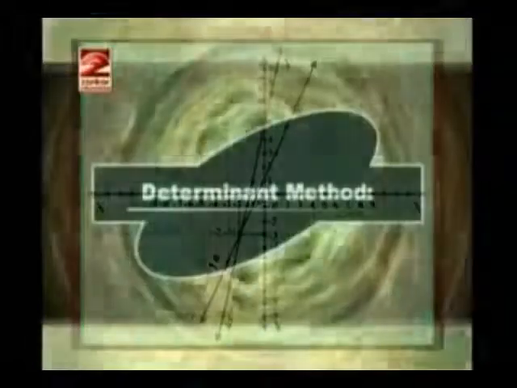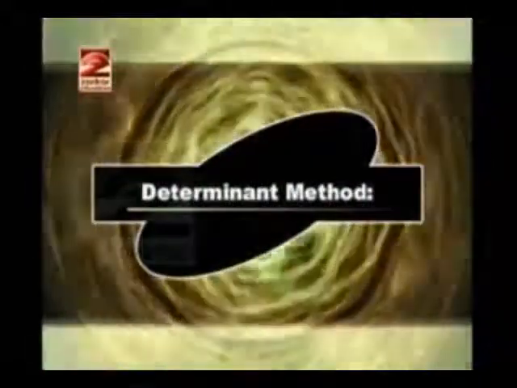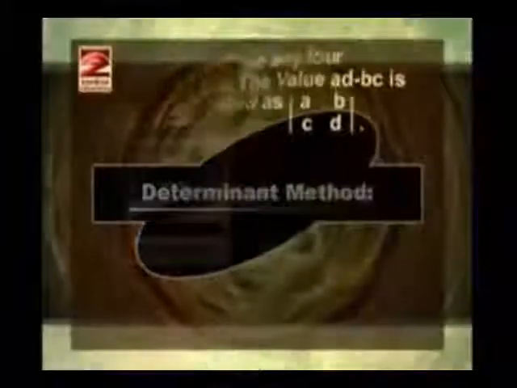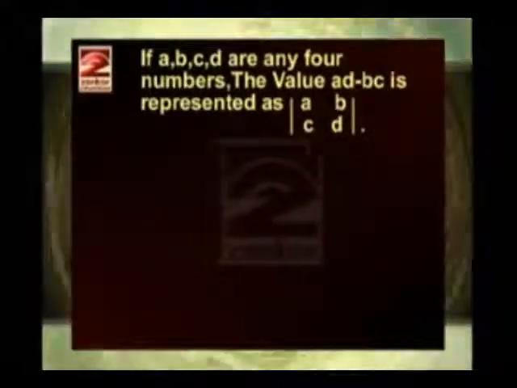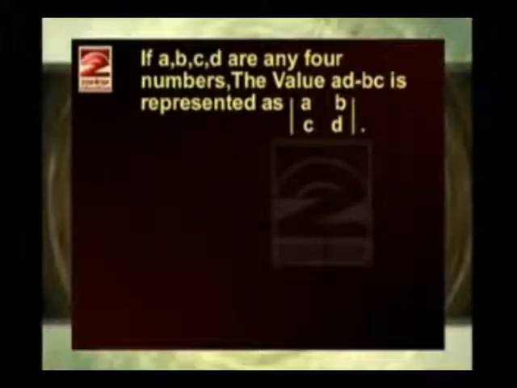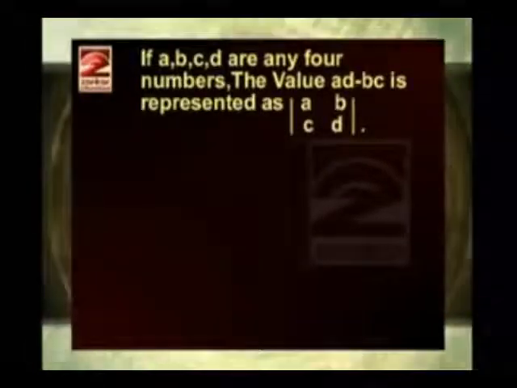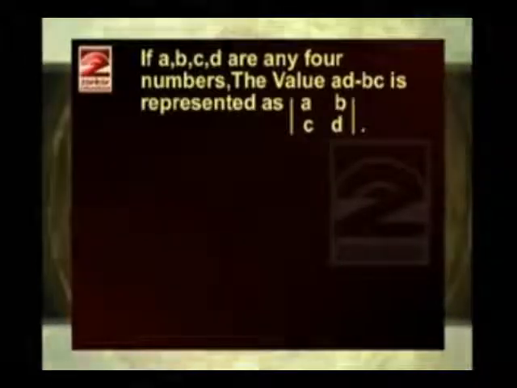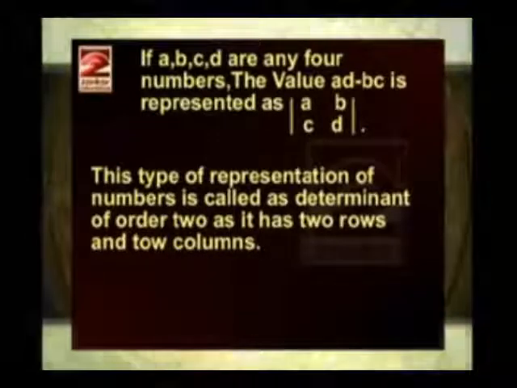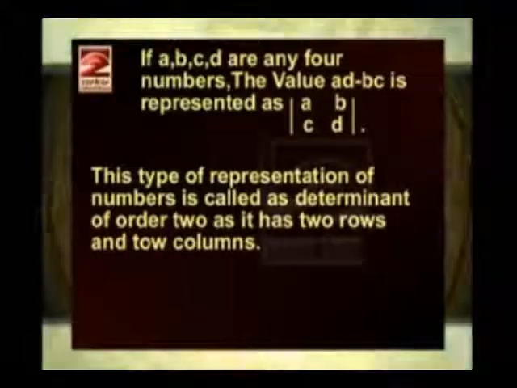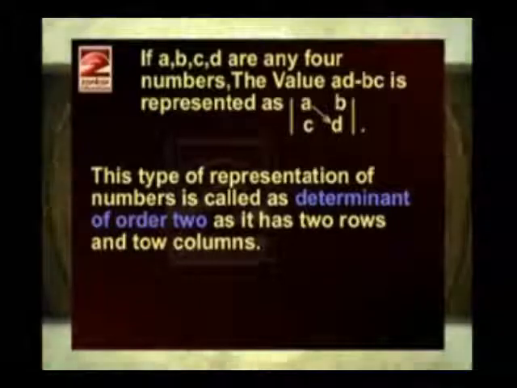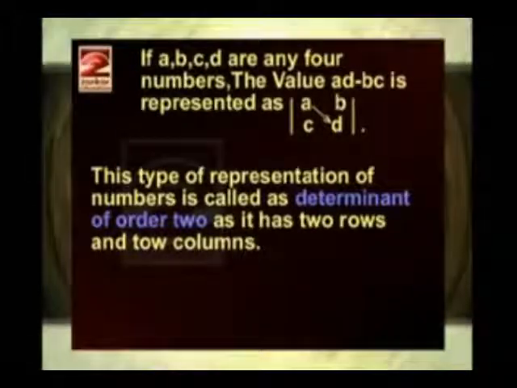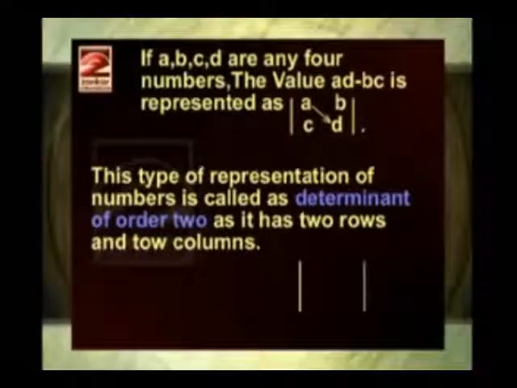Now another method is determinant method. If a, b, c, d are any four numbers, the value ad minus bc is represented as a determinant. This type of representation of numbers is called as determinant of order 2, as it has 2 rows and 2 columns.